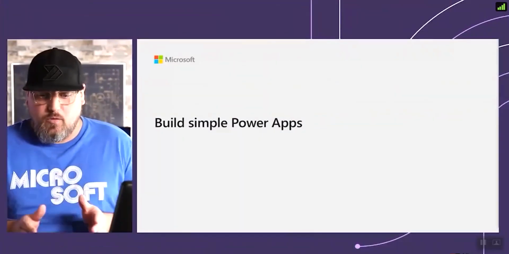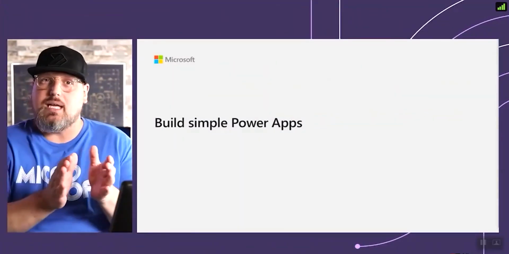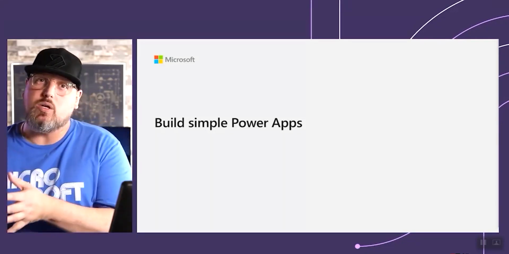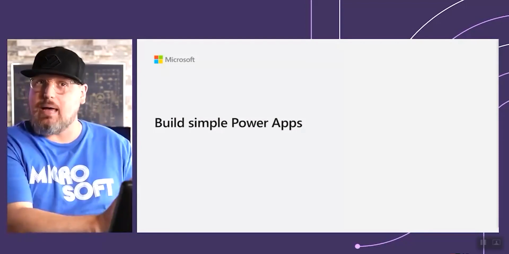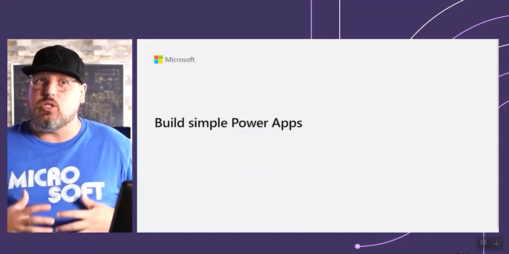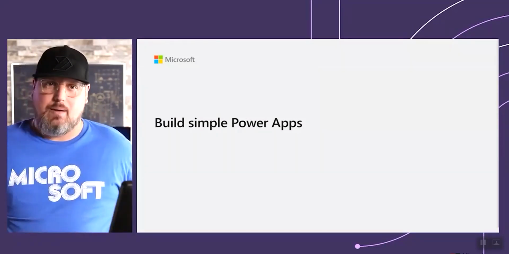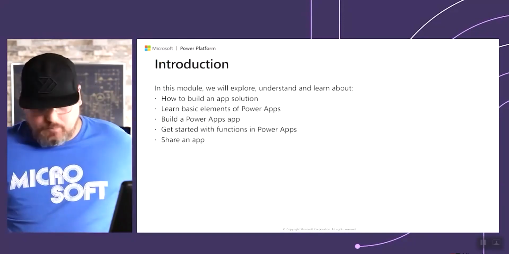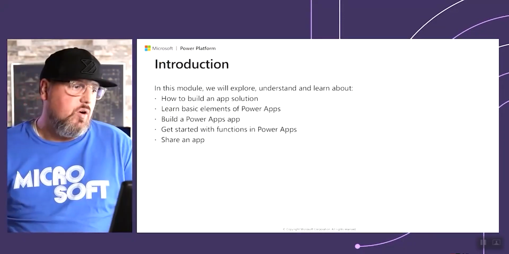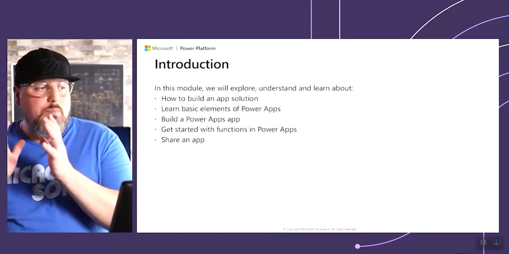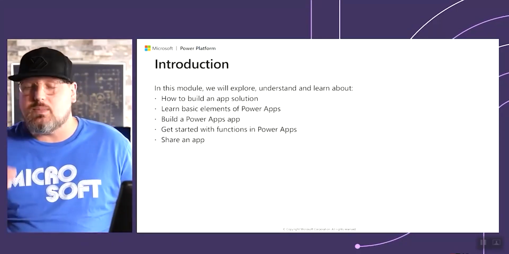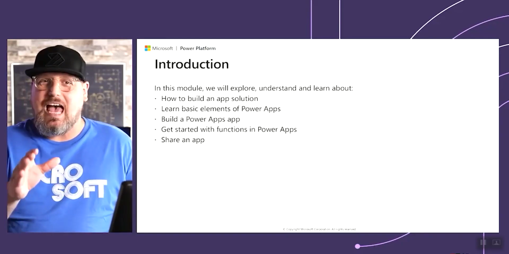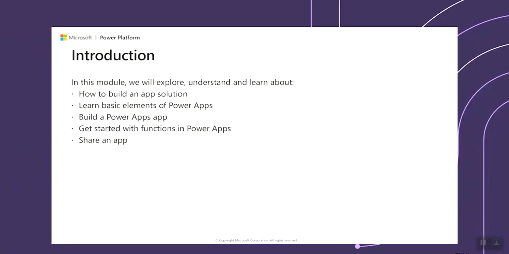And just get started. So the first thing that we want to talk about is what are the different components of Power Apps as a maker. So we saw the different types of apps, but now it is time to look at how do we build an app. And for that, in this module, we're going to cover how to build an app and learn the basic elements. We're going to build the app together and help you get started with basic functions so you can have your app do pretty cool stuff.